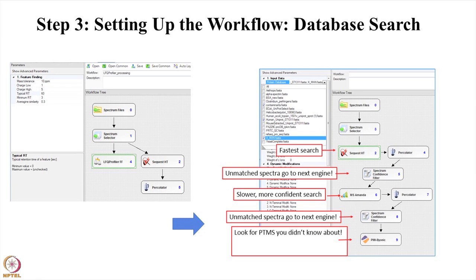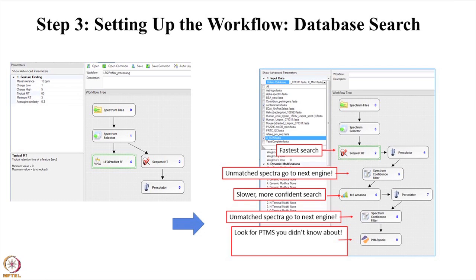Also here you can see the spectrum files will be taken, and then it will go to the spectrum selector, then it will go to the database, and then there's another workflow which is called the percolator. Other than these things, you can also use other search engines. Like you can use Mascot in parallel with Sequest HT, and then if there are unmatched spectra, it can go to the next search engine also.